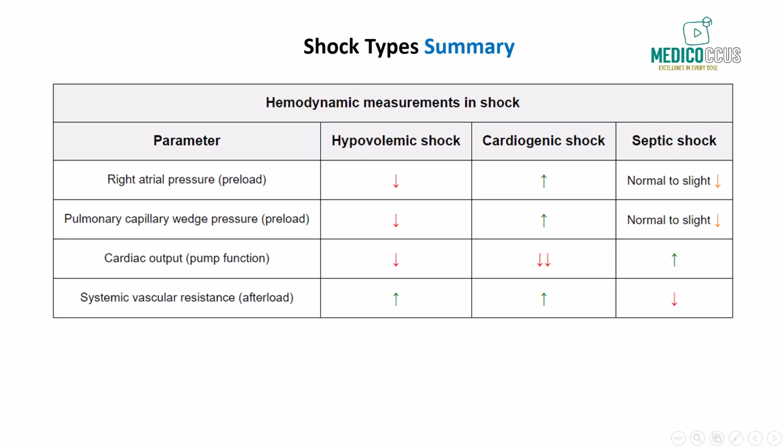Here, the primary issue is widespread vasodilation, which leads to a decrease in systemic vascular resistance. Right atrial pressure and pulmonary capillary wedge pressure are typically normal to slightly decreased as vasodilation and capillary leak reduce venous return. Interestingly, in the early stages of septic shock, cardiac output is often increased due to a hyperdynamic response, where the heart compensates for the vasodilation by pumping more vigorously.